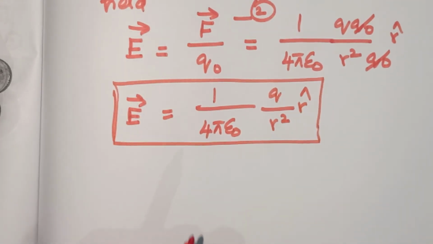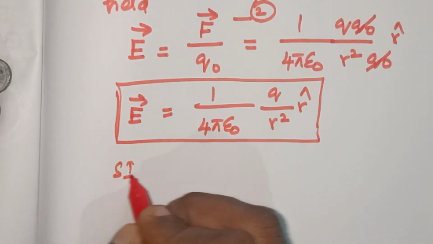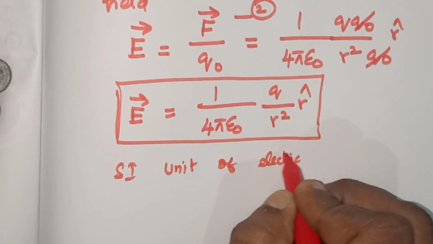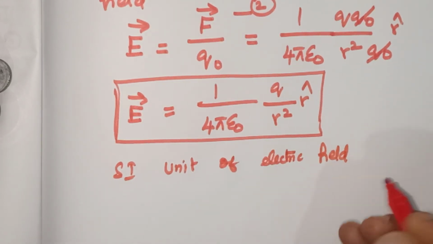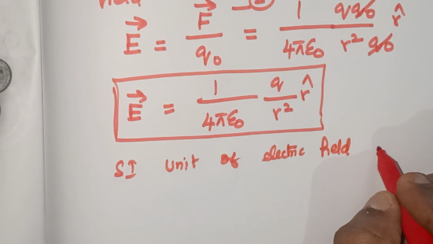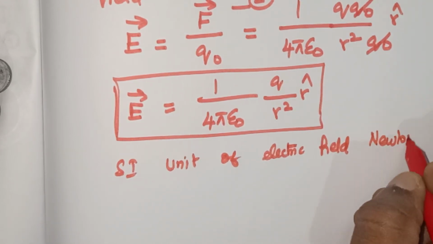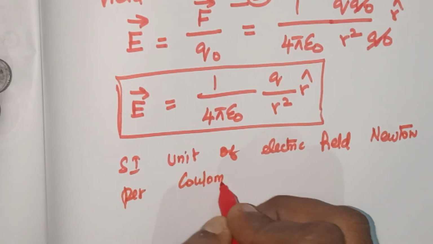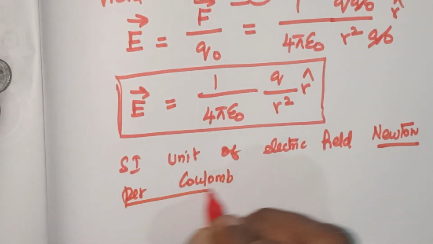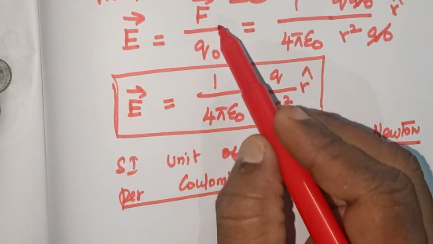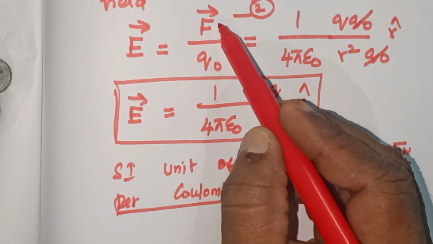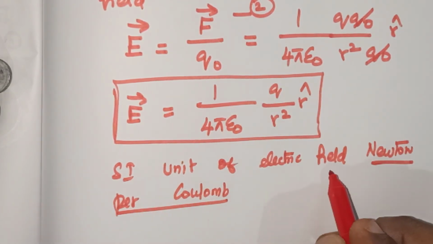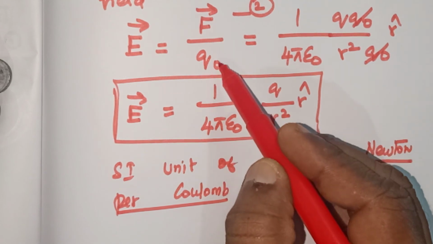What is the unit of electric field? The SI unit of electric field is Newton per coulomb. How Newton per coulomb? See, F is a force and Q naught is a charge. Therefore the SI unit of electric field is Newton per coulomb.